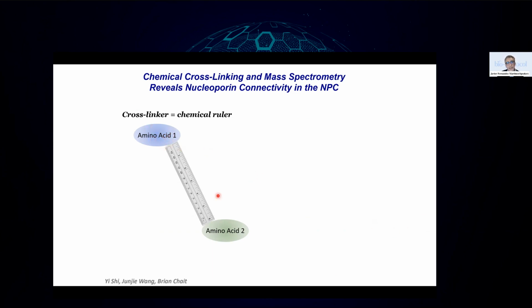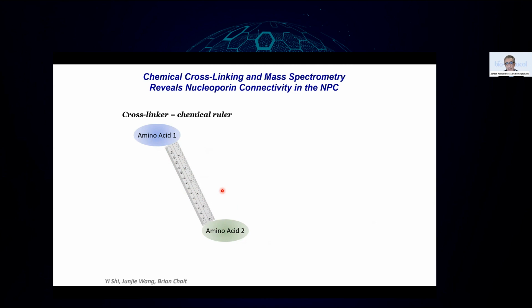basically react with two amino acids, and the species that are then generated between the amino acid, the crosslinker, and the other amino acid can be identified by mass spectrometry. This will tell us that these two amino acids are within this distance within the complex, within the native complex that we are analyzing.